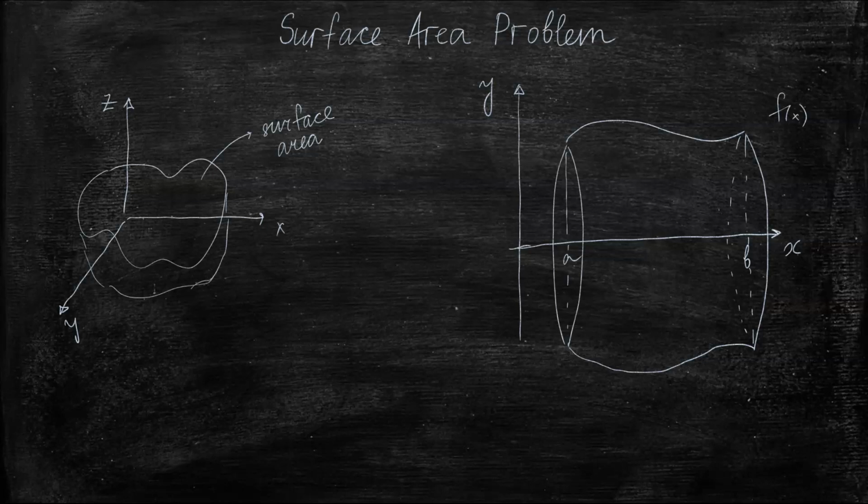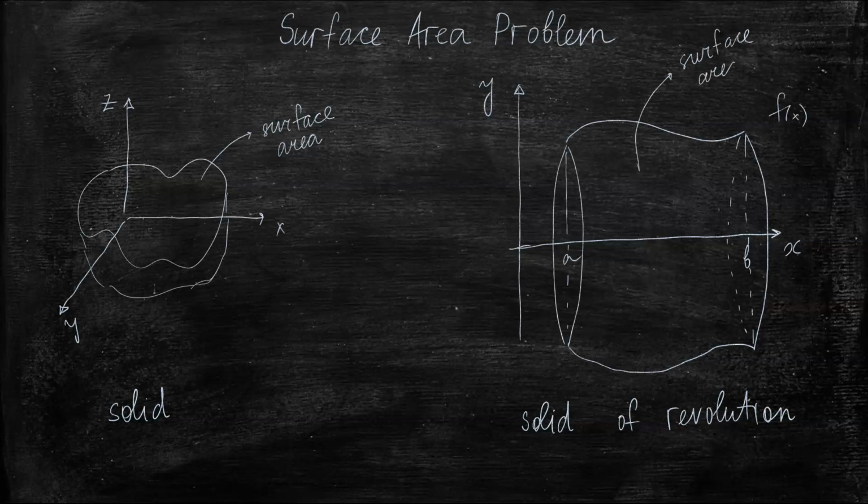In this particular problem, we are going to consider this solid of revolution. It's a solid that is obtained by rotating a piece of a function around one of the axes. Unlike some generic solid, solids of revolutions have some nice properties, and we clearly have now defined this surface area. So visually, we know what we're looking for.